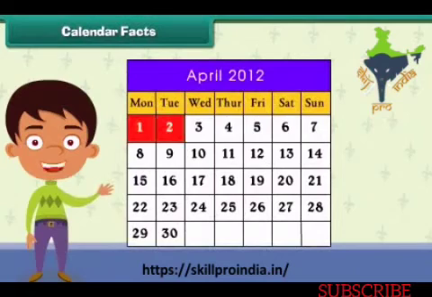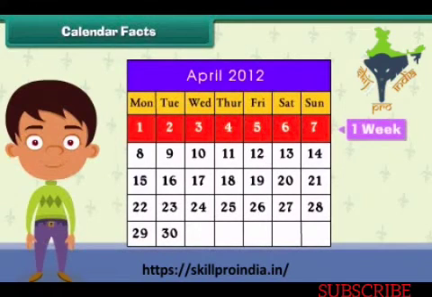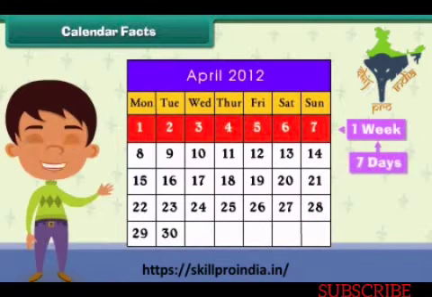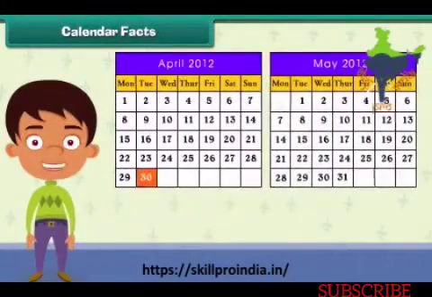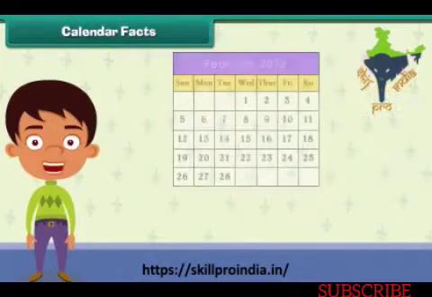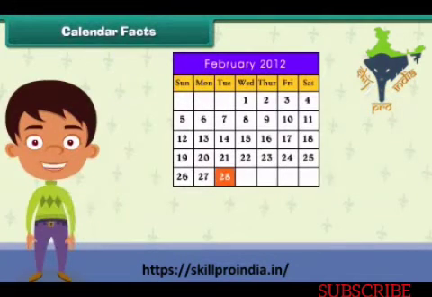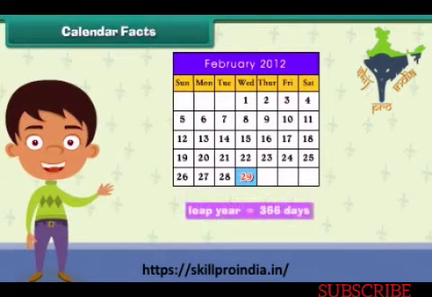Each month is divided into weeks. 1 week has 7 days from Monday to Sunday. Each month has 30 or 31 days. Only February has 28 days. Do you know that in a leap year, 1 extra day is added in the month of February? Therefore, a leap year has 366 days.